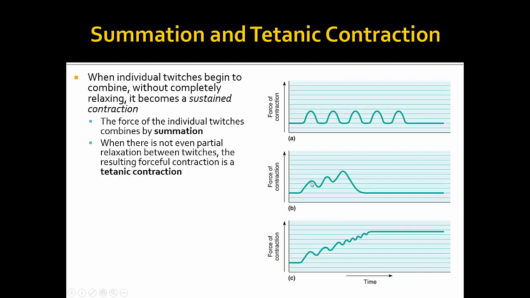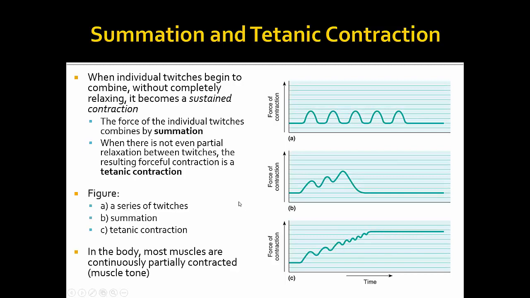Individual twitches here. Summation, so you have greater force resulting in contraction, and contraction without even a little bit of relaxation is a tetanic contraction, and you've probably heard of tetanus, right, or lockjaw. So the effects of tetanus are to cause a tetanic contraction where there is no relaxation. Lockjaw, right? Contracting. So the figure again shows a series of twitches, summation, and a tetanic contraction.